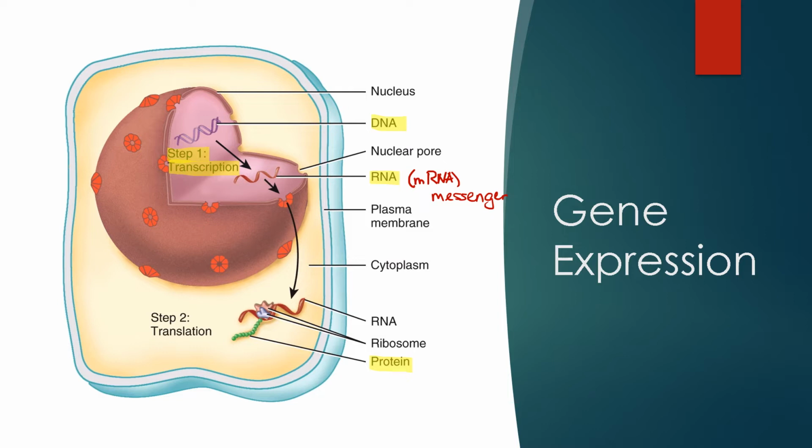Now, that copied mRNA molecule is going to be transported into the cytosol, or into the cytoplasm here, and it's going to be transported to a ribosome. Now, the RNA is going to attach to the ribosome, and this is where we have step 2, where the protein is going to be translated from that copy of DNA. So we'll go over transcription and translation in a little bit more detail here.